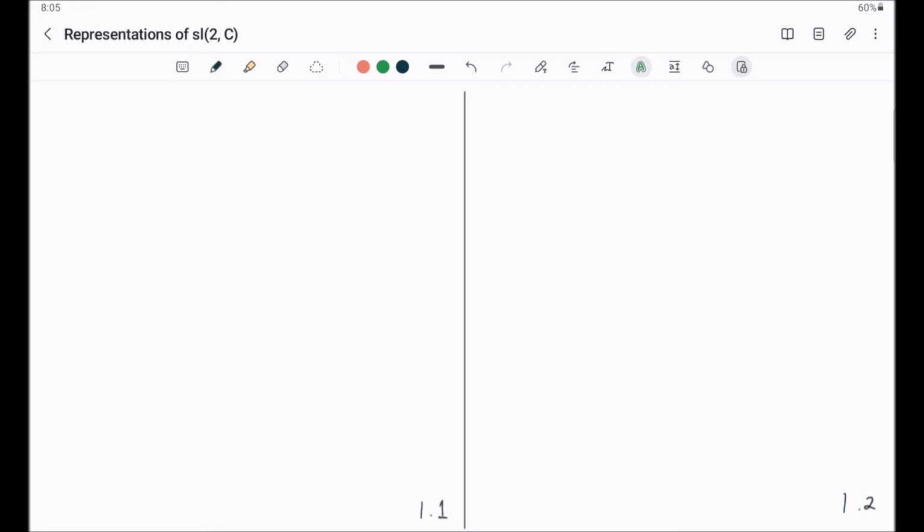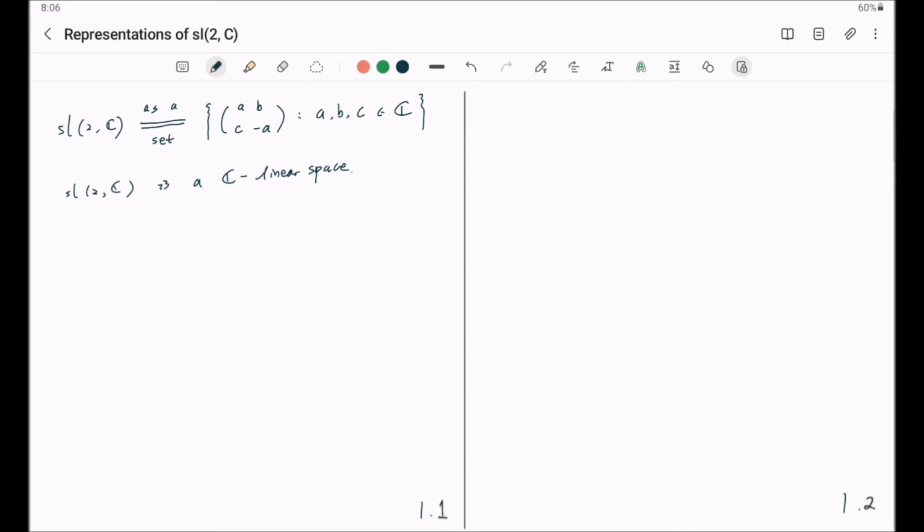First, what is little SL2C? As a set, it is equal to the collection of all matrices (A, B, C, negative A), where A, B, C are complex numbers. It is clear that little SL2C is a complex linear space, or vector space.